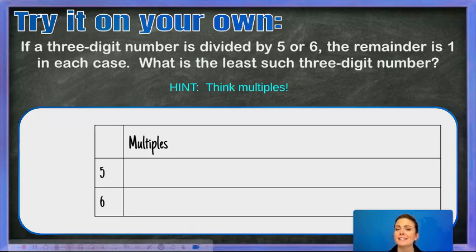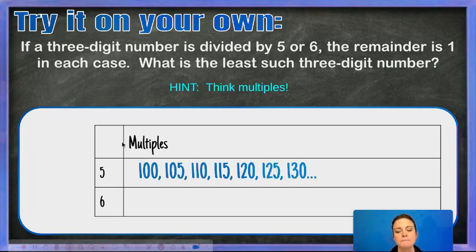So first, I'm just going to list only the 3-digit multiples. Remember, I don't want to waste my time listing 5, 10, 15, 20, right? I know it has to be a 3-digit number. So the lowest 3-digit number that's divisible by 5, of course, is 100. And it goes all the way up by 5s. I'm going to stop at 130. I can go back if I need to, but I see a number in there that I think is going to work for me, so I'm going to stop.